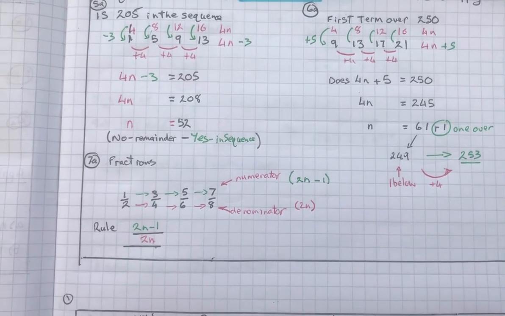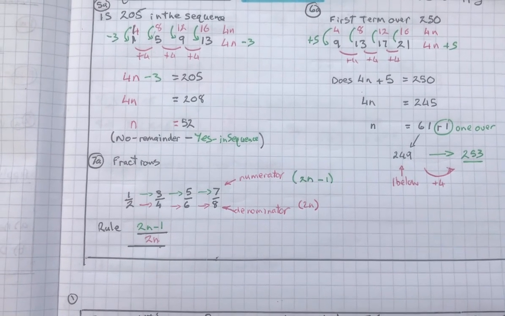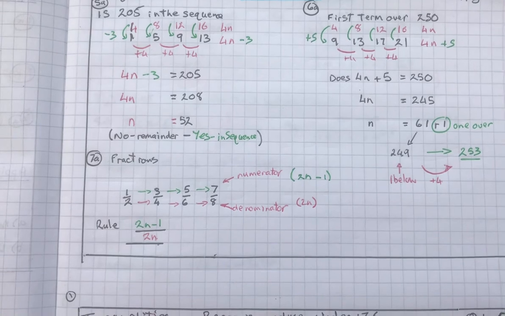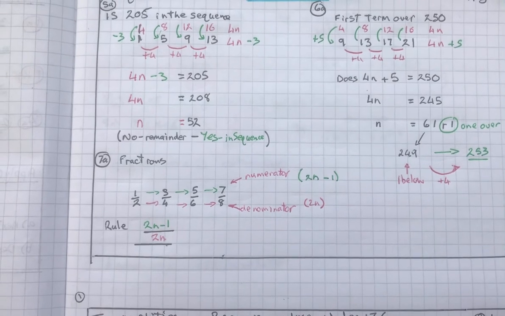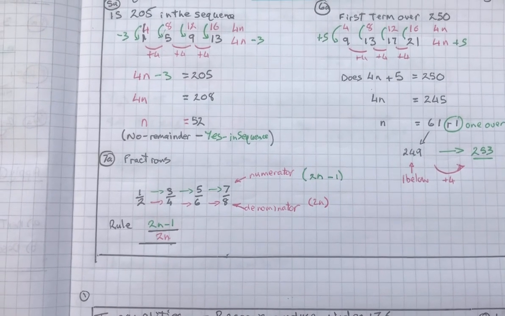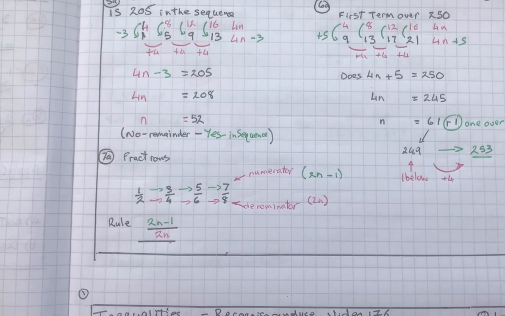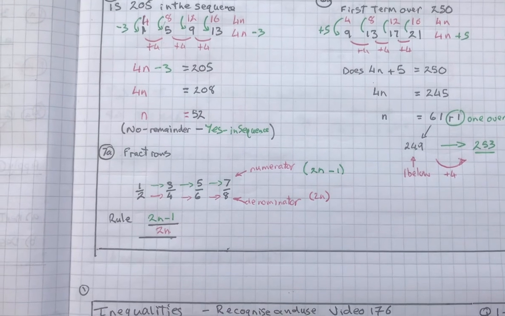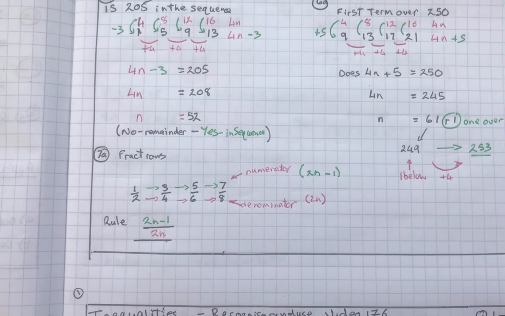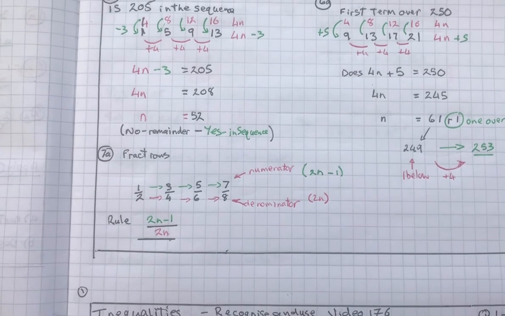If I look at question 7a, can I find the nth term for fractions? What we have to do is treat the numerators and the denominators as two different sequences. The numerators on top go 1, 3, 5, 7. They're going up in 2, so that's going to be like 2n. But we start with a 1, which is 1 less than my 2 times table. So the rule for the numerators is 2n minus 1.